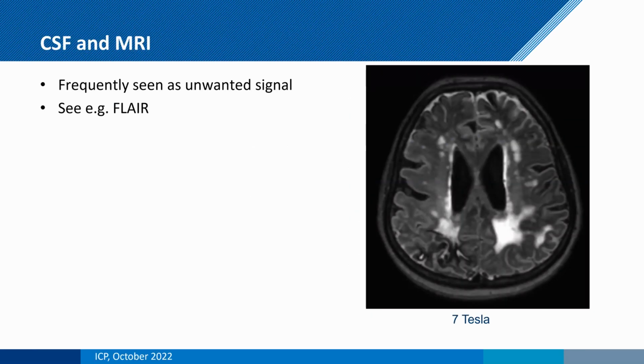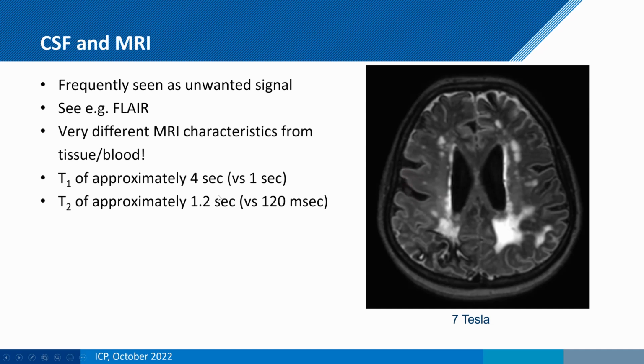And then if we look at CSF or water and MRI, then actually we see that CSF is frequently seen as unwanted signal. In FLAIR, we try to really null all the CSF signal to better see lesions. And that's actually quite possible because the MR properties of CSF are so different, with T1s much longer and T2s much longer than normal brain tissue. So again, this gives great opportunities for MR to do some non-invasive measurements.